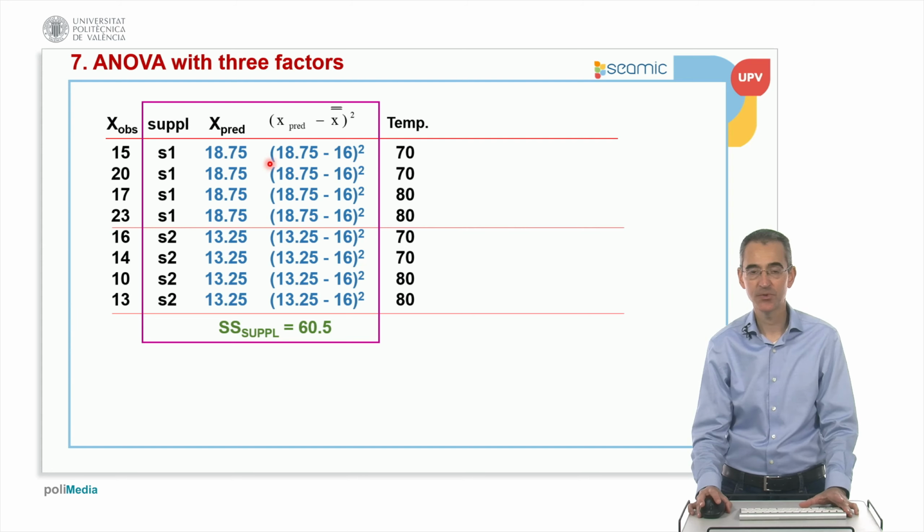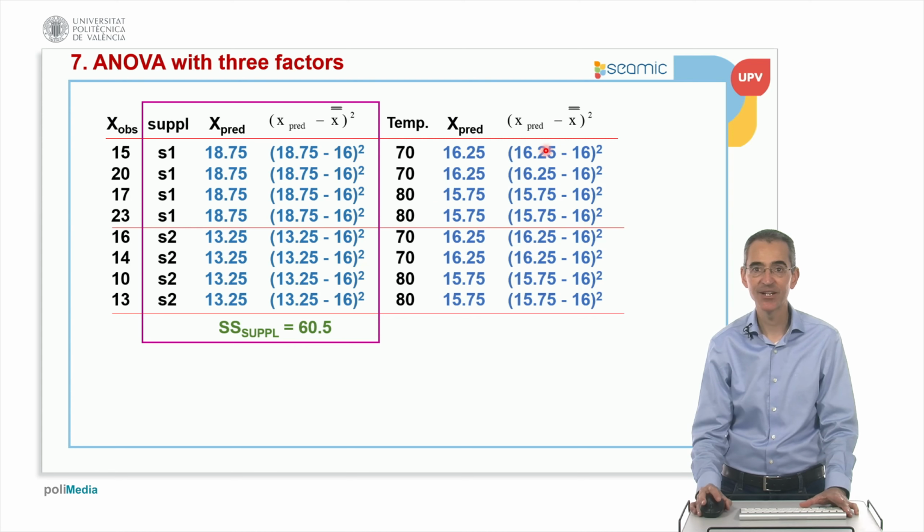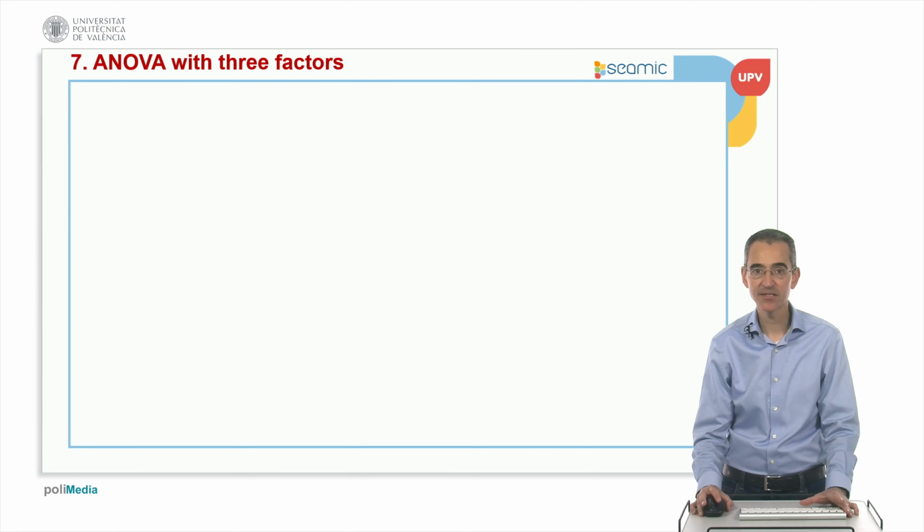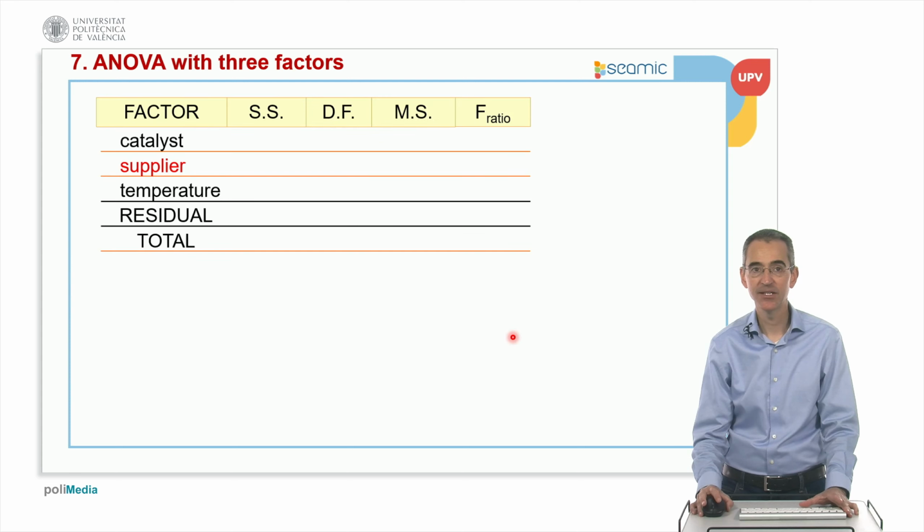And then we have temperature. So we have two values here for temperature 70, two values here for temperature 70 also. Okay, so if we make the average of 15, 20, 16, and 14, the average is 16.25, and for the rest of the four values, the average is 15.75. So we make then predicted value minus the grand mean squared, then we sum, and finally we get this sum of squares for temperature. Well, with this information, we can make the ANOVA table.